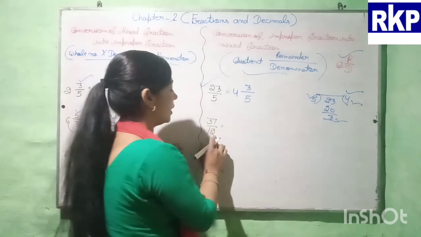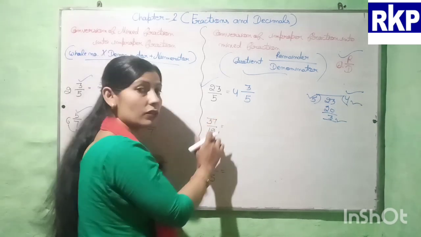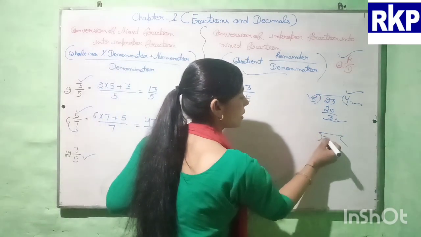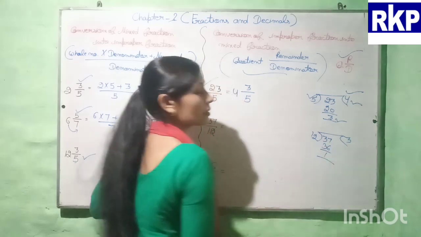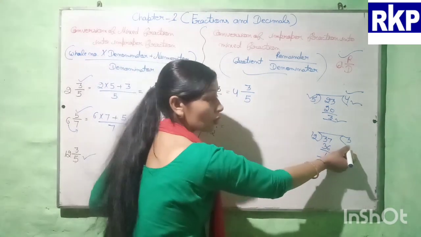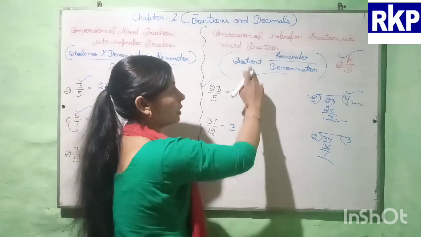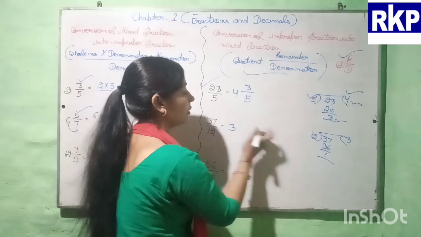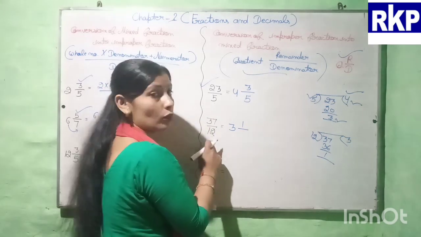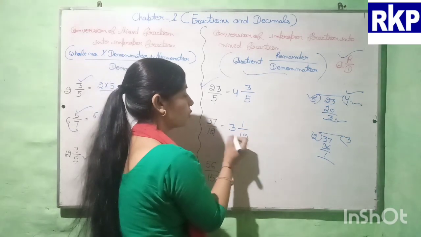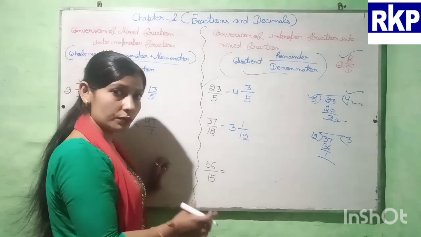Now see next, here we have 37 by 12. Here we have to divide 37 by 12. 12 3s are 36, and 1 is the remainder, 3 is the quotient. So here we will write 3 because 3 is our quotient. Now here we will write the remainder. So 3 and 1 by the denominator, and what is the denominator? 12. So 3 and 1 by 12 is the answer. Now this question you have to do yourself.